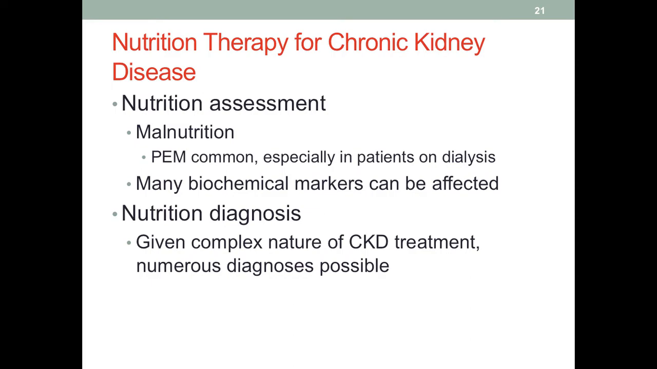The problem in nutrition diagnosis, so a lot of the problems are associated with malnutrition, as we will see, and because of the complexity of the condition and the complications and impacts of the treatment, many diagnoses are valid and possible. So of course, that means we really need to apply our critical thinking skills in order to prioritize nutrition problems.